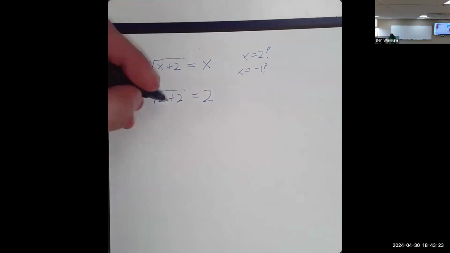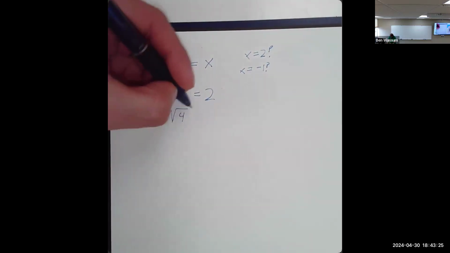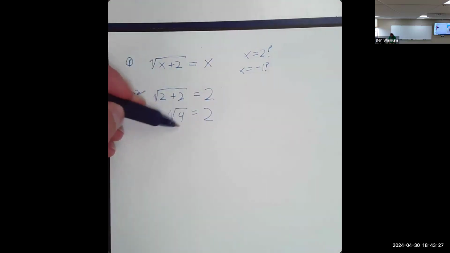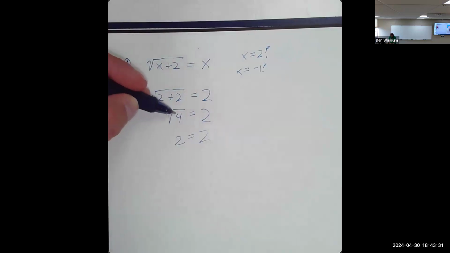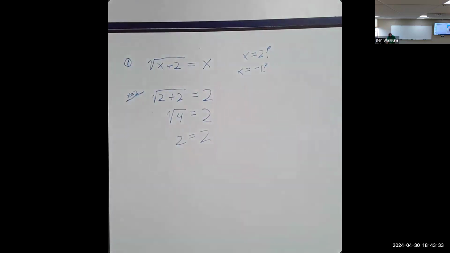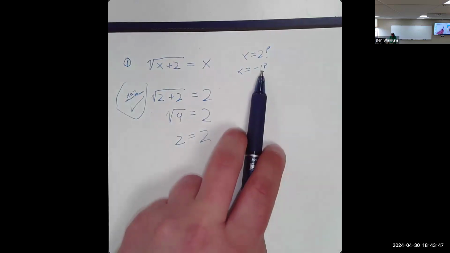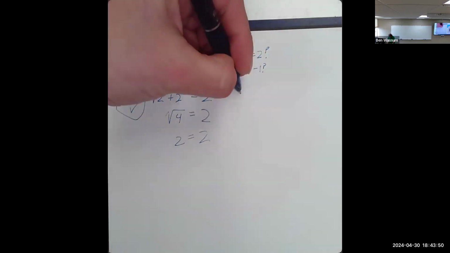But in this case, we get the square root of 4 is equal to 2. And the square root of 4 is 2, right? Because 4 is 2 times 2 as well as 2 plus 2. So because of that, yes, x equals 2 does work as an option. We're happy with that. Now, does x equals negative 1 give us a correct option?